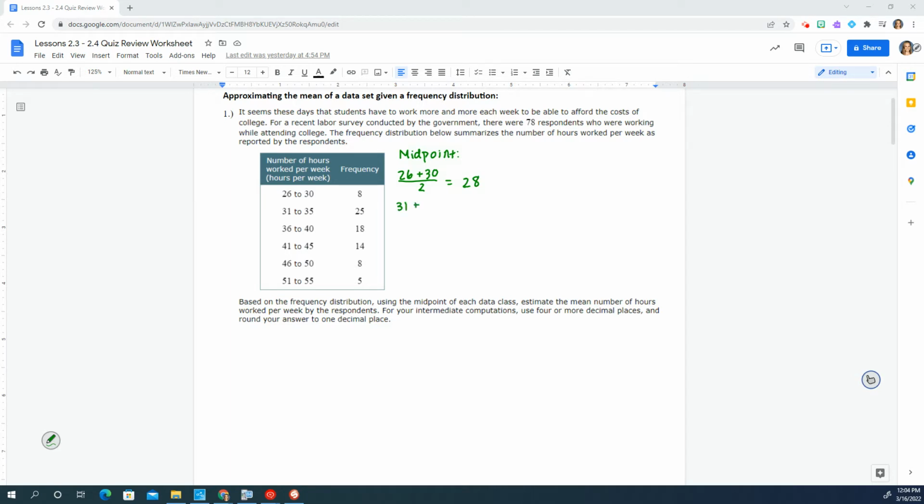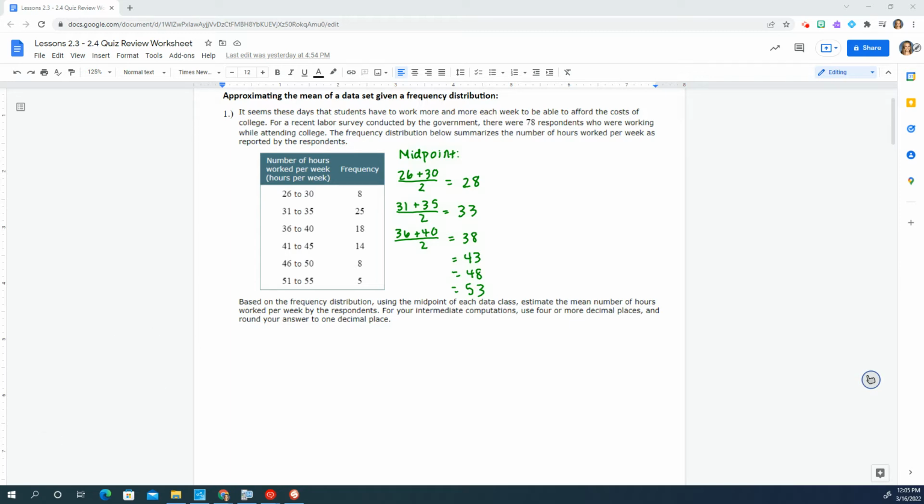All right, 31 and 35. Halfway would be 33. 36 and 40, halfway would be 38. Okay, and so on. So 41 and 45 is obviously 43, 48, and 53. Those are all the midpoints. Okay, so it makes sense why we have to use the midpoints. We don't know where, we just know the number in each interval, so we just use this to approximate.